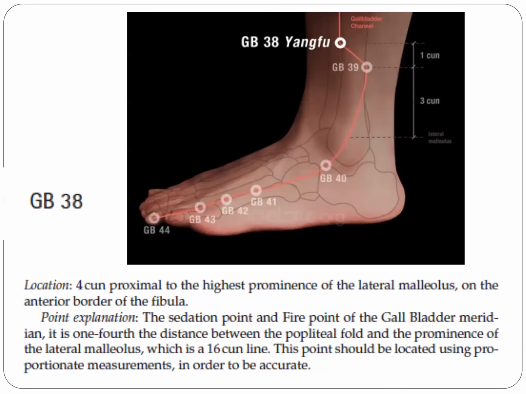Next point is GB38. It is located 4 Chun proximal to the highest prominence of the lateral malleolus on the anterior border of the fibula. It is the sedation point and the 5 point of the gallbladder meridian. It is 1/4 the distance between the popliteal fold and the prominence of the lateral malleolus, which is a 16-tune line. This point should be located using proportionate measurements in order to be accurate.